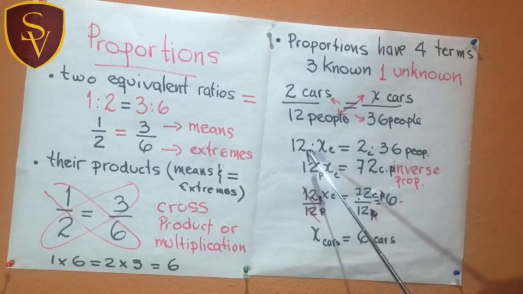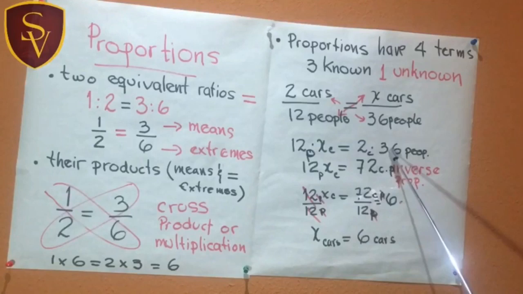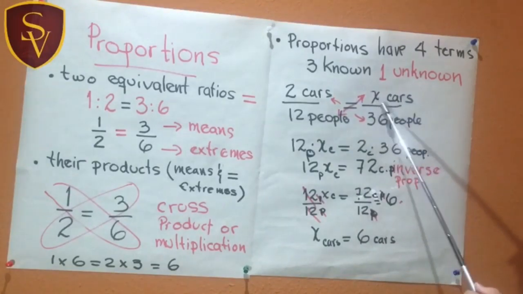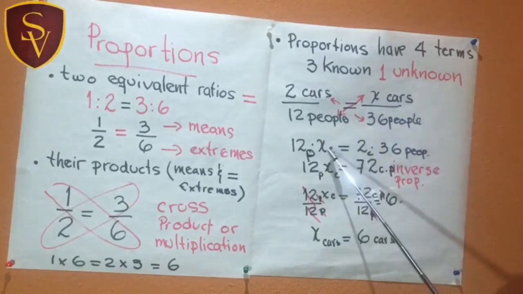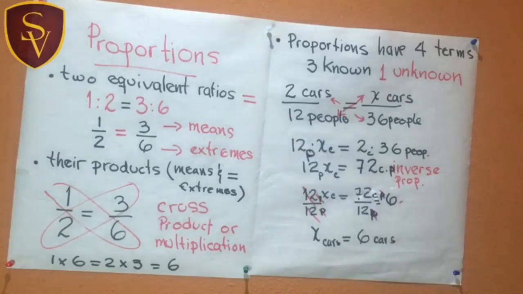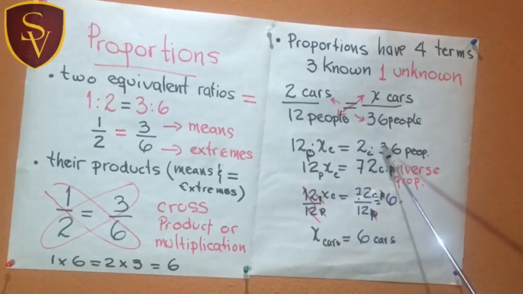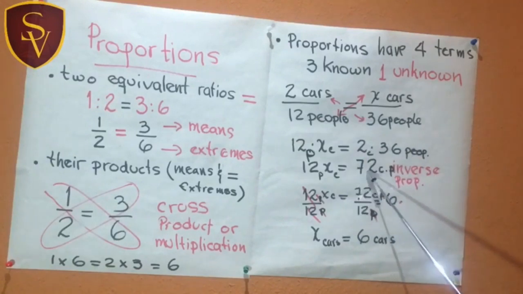36 people. Okay? And then I have 2 cars multiplied by 36 people. Also, the number of cars that I don't know, which I call x, is multiplied by 12 people. Well, I do the multiplication. So 12 times x is 12x. And 2 times 36 gives me 72 cars people. And I need to find out the value of x.